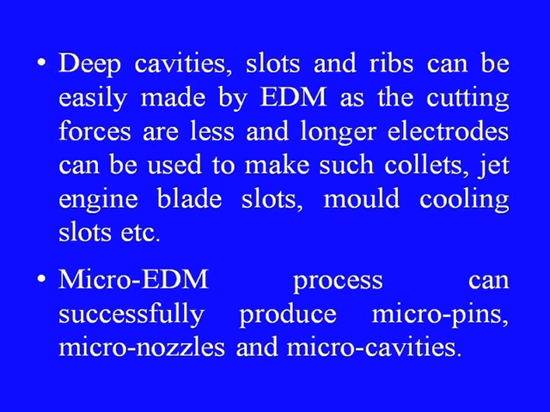Deep cavities, slots and ribs can be easily made by EDM as the cutting forces are less and longer electrodes can be used to make such collets, jet engine blade slots, mold cooling slots, etc. Micro EDM process can successfully produce micro pins, micro nozzles and micro cavities. As we know, these are applications like producing micro pins for micro machining, micro nozzles and micro cavities, which are otherwise very difficult to machine using other conventional techniques, but here EDM can be very useful. Now, let us see a few specialized applications of this EDM process.